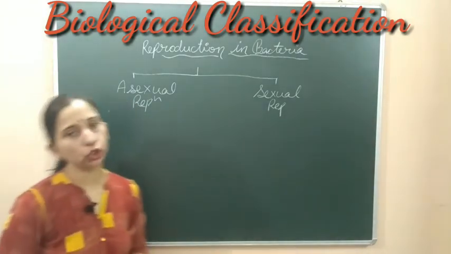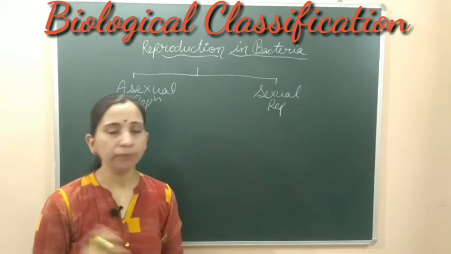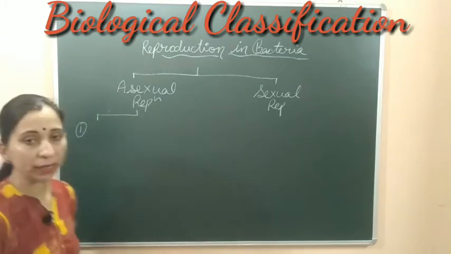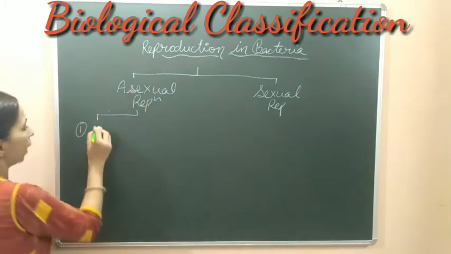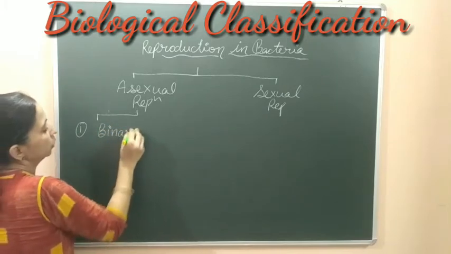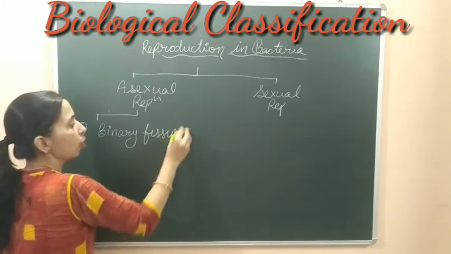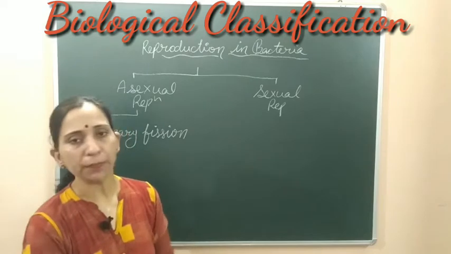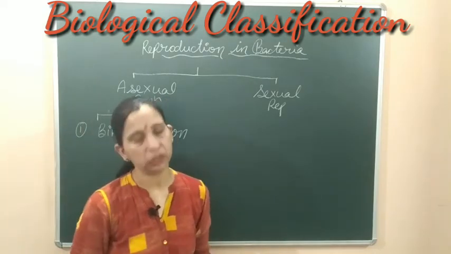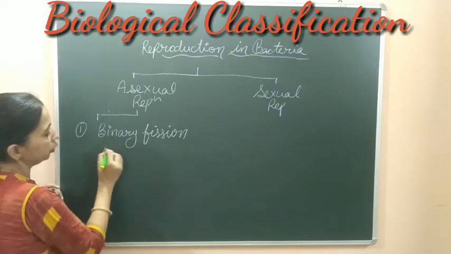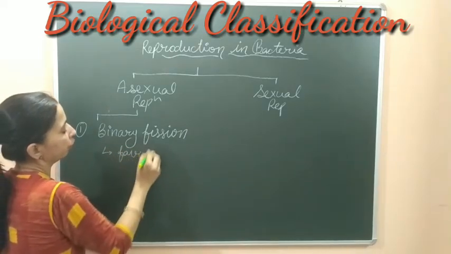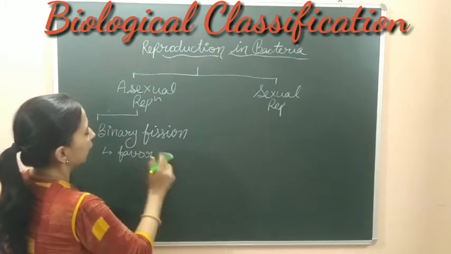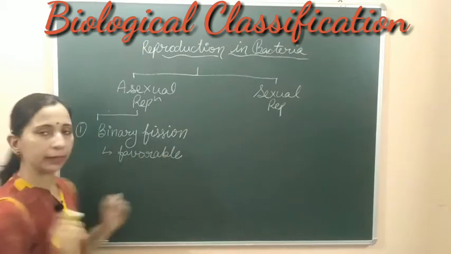Now let's come to asexual reproduction. Asexual reproduction can be done in different ways. The first way by which bacteria can reproduce asexually is binary fission. Binary fission is the most common type of asexual reproduction in bacteria. Most reproduction in bacteria happens through binary fission, and this type of reproduction is done during favorable conditions. When the favorable conditions are present, at that time the bacteria reproduce by binary fission.